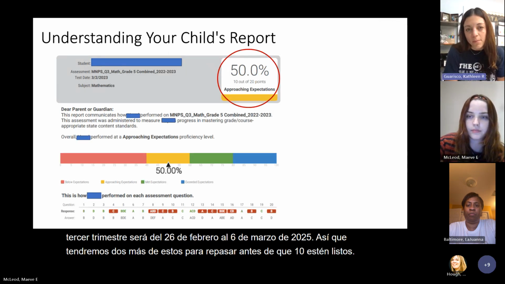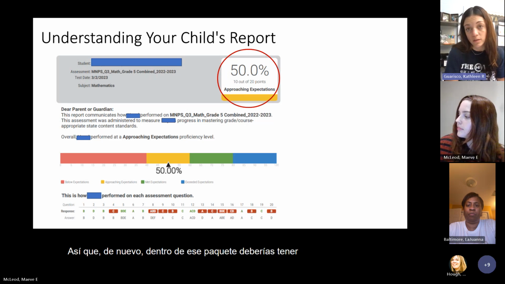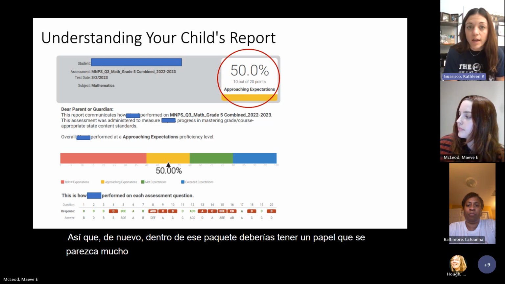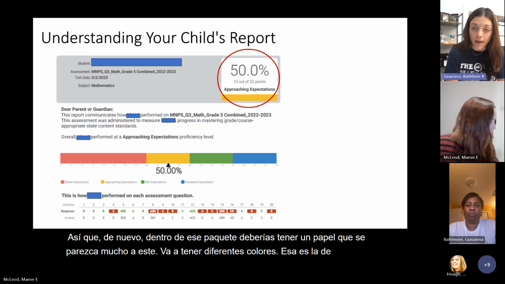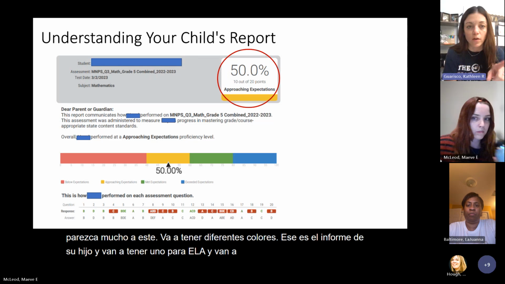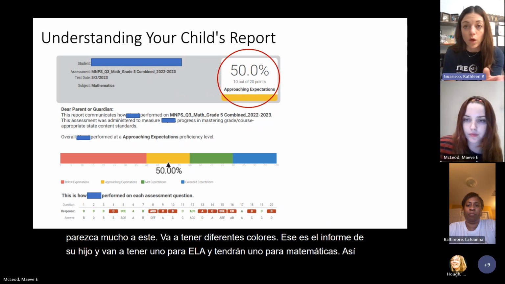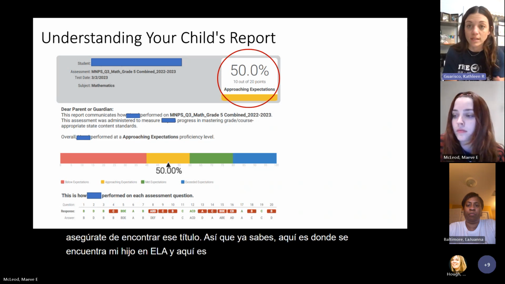So again, within that packet, you should have a paper that looks very similar to this one. It's going to have different colors on it. That is your child's report. And they're going to have one for ELA, and they will have one for math. So just be sure that you're finding that title so you know this is where my child stands in ELA, and here's where they're standing in math according to this test.